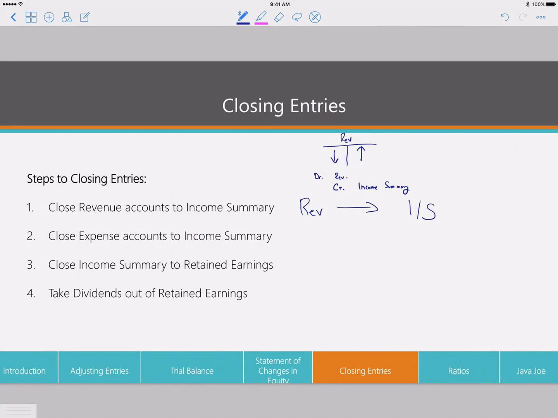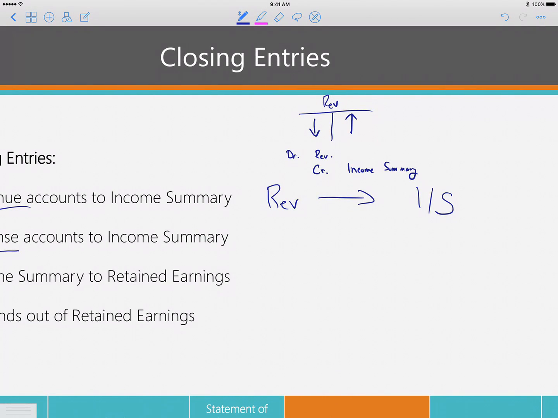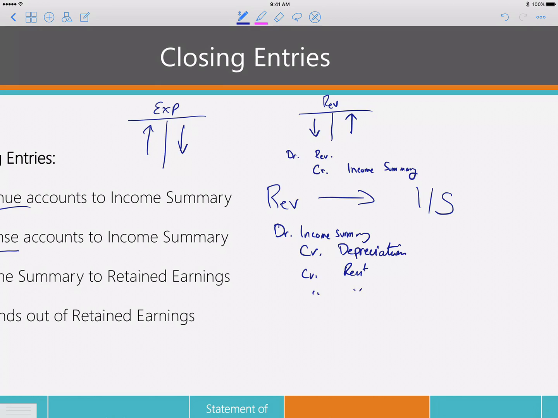The next step is to close your expenses to income summary. So expense normally increases on a debit and decreases on a credit. So we would debit income summary, and we would credit each expense account. So it could be like depreciation, rent, and the list goes on. You would clear all of your expense accounts for the period.